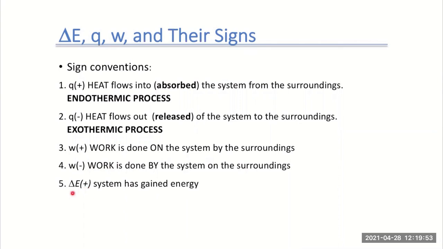If our delta E is positive, then the system has gained energy. So we went from a lower energy state to a higher energy state. Just like when we had that cup of ice water, we went from a lower energy state to a higher energy state. And then finally, if delta E is negative, the system lost energy. So that'd be that cup of hot water. It went from a higher energy state down to a lower one when it sat out for a long time.